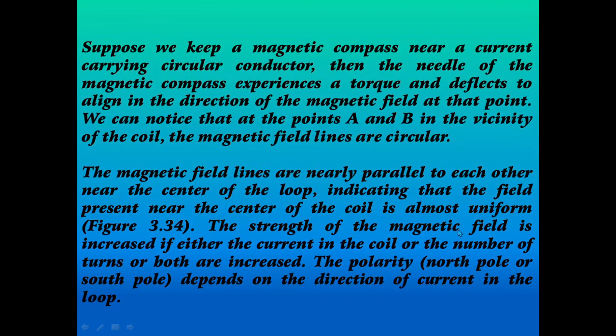The strength of the magnetic field is increased if either the current in the coil or the number of turns, or both, are increased. This is a very important point. The polarity, north pole or south pole, depends on the direction of the current in the loop. This is also a very important point. Note it down. The rule.